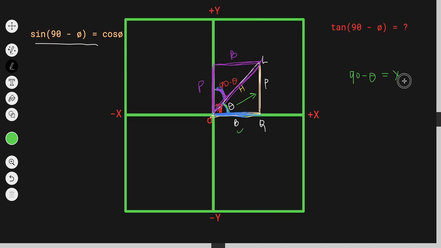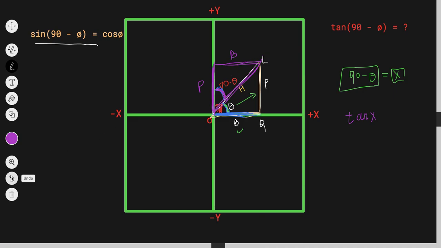x is just one term, right? I would have to write 2-3 terms for 90 minus theta here. So it is a mathematician's way of shortening things, I'm just simply denoting it. Now when I say tan of x, what does it mean? It means tan of 90 minus theta, and 90 minus theta is this angle, correct? This angle is 90 minus theta.